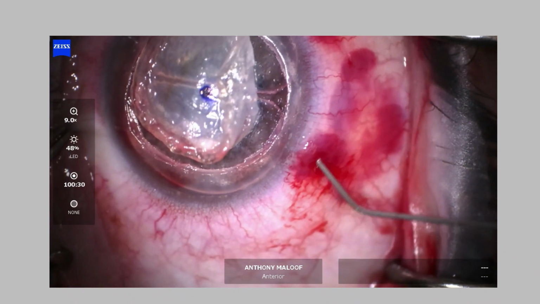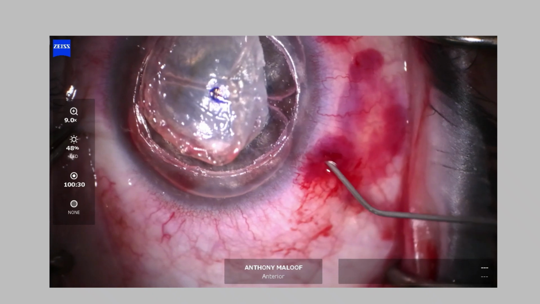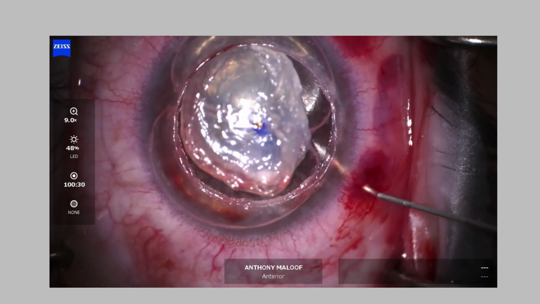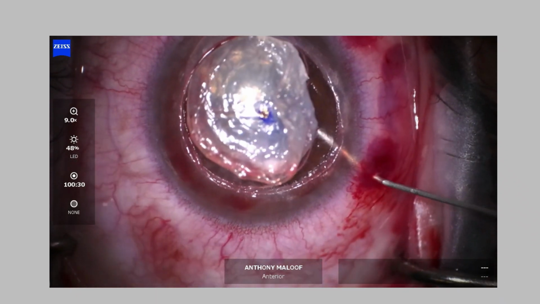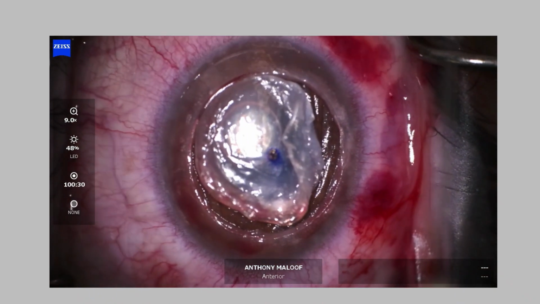Again, change of air. Here we go. As it swells up, it can be difficult to enter. You've just got to take your time, find the entrance point. You can see the Descemet's membrane folding now as the eye collapses under a deflation of the anterior chamber.